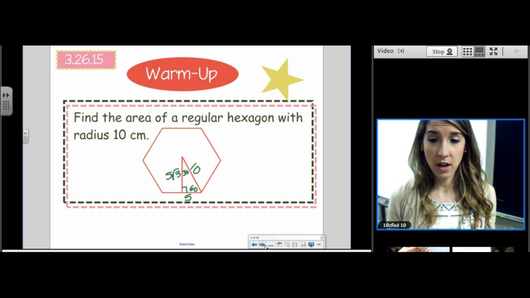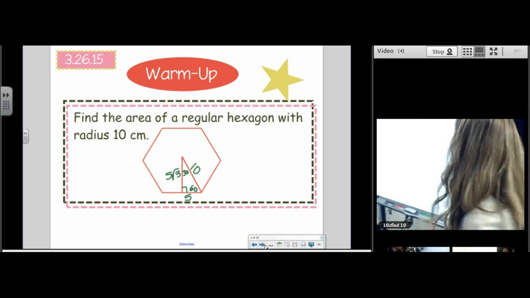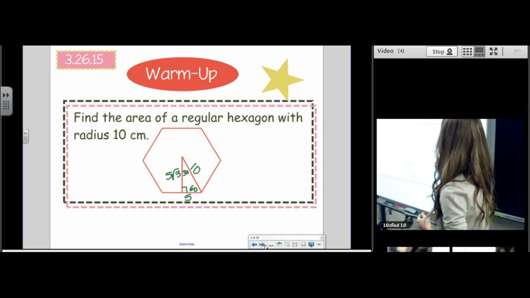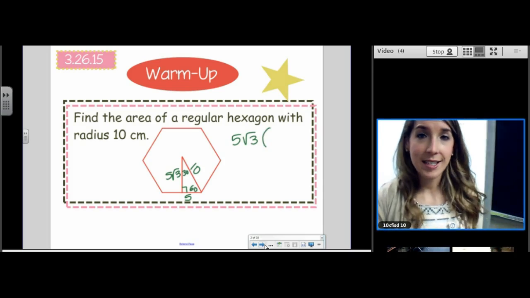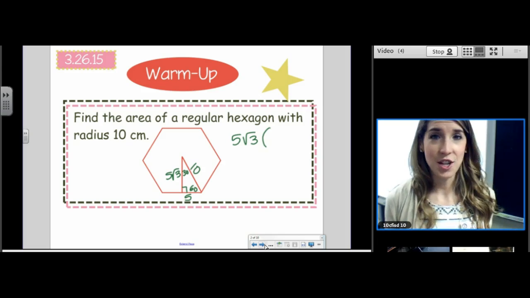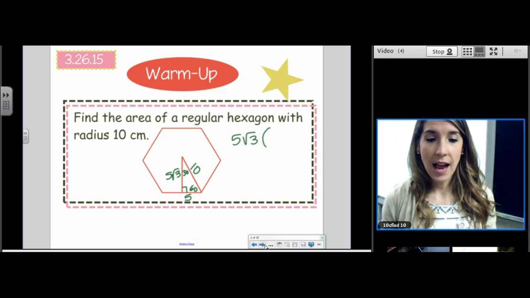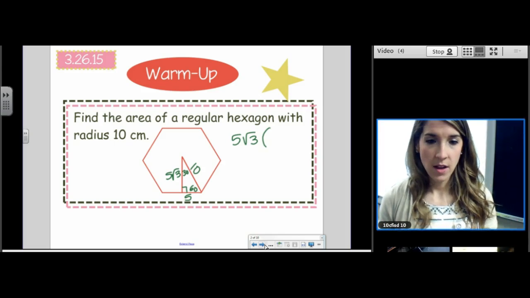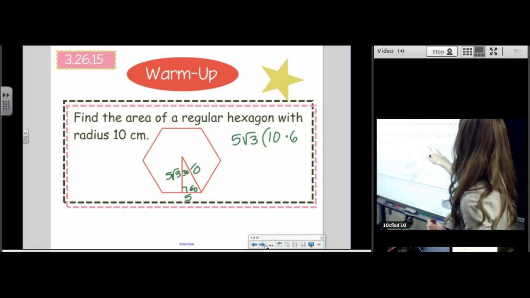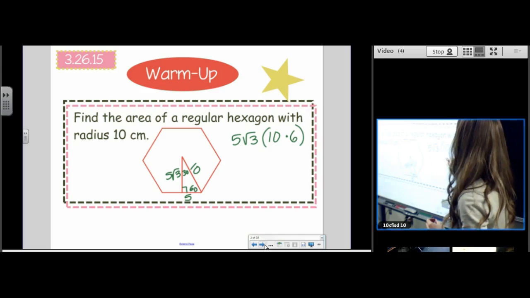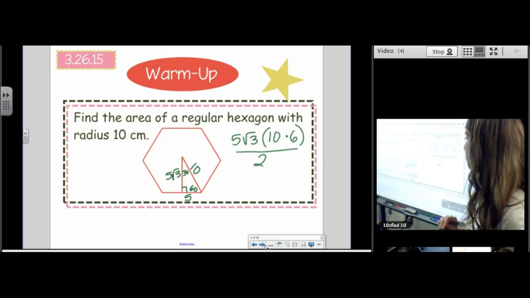Apothem times perimeter divided by 2. The apothem is 5 root 3. The perimeter is, let's see, how long is one of the sides? Because it's not 5. One of the sides is 10. There are 6 sides, so apothem times perimeter divided by 2.